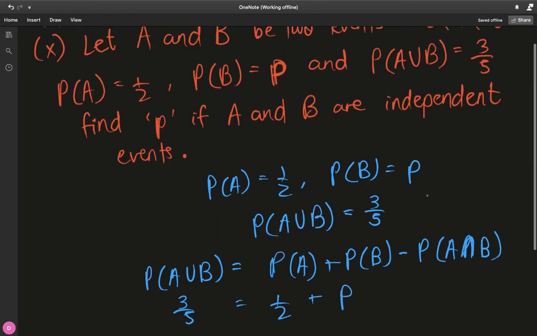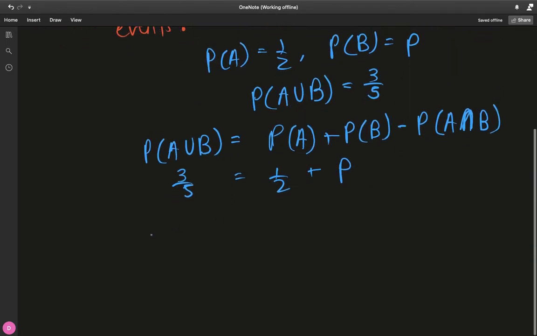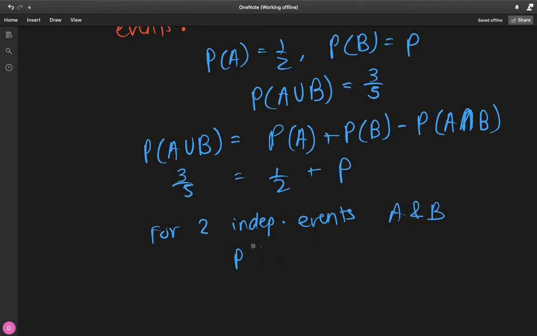Probability of A intersection B is not given to us, but something else that is really important, without which this question would be impossible, is given. They're telling us the events A and B are independent. So for two independent events A and B, probability of A intersection B is equal to probability of A multiplied with probability of B.